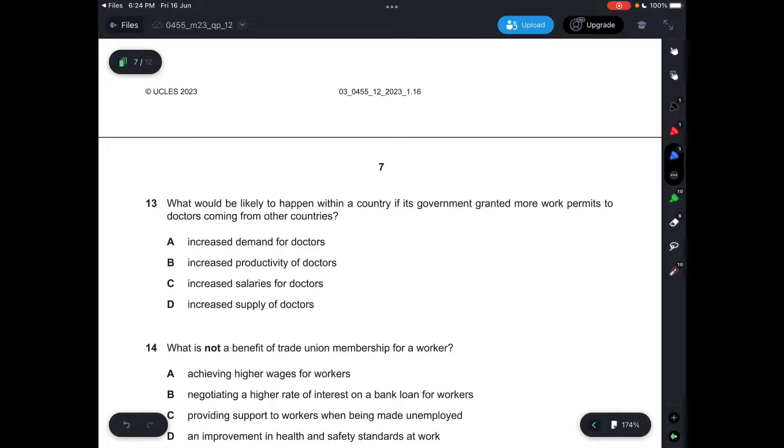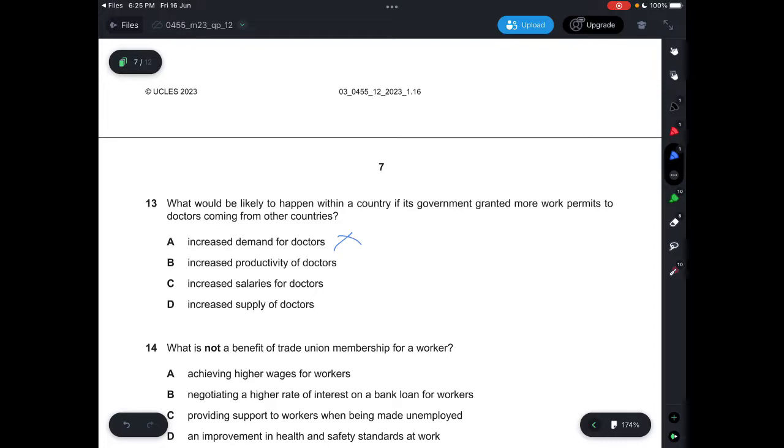ABC though, it says that there's an increased demand for doctors, which is not correct. An increase in supply does not exactly mean that there will be an increase in demand, because let's say you have 500 sick people, and they'll be assigned to 500 doctors. But even though you granted work permits for an extra 30,000 doctors, that doesn't exactly mean that there will be 600 sick people. So there won't exactly be an increase in demand for doctors. That will not be the most likely answer.